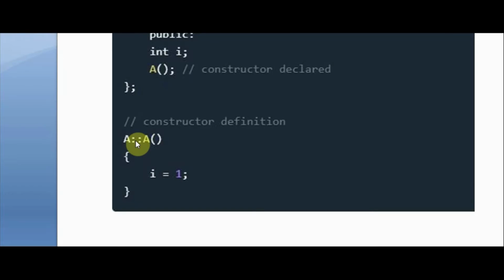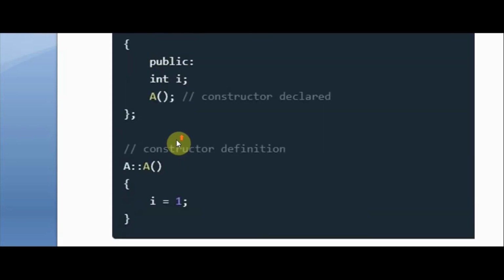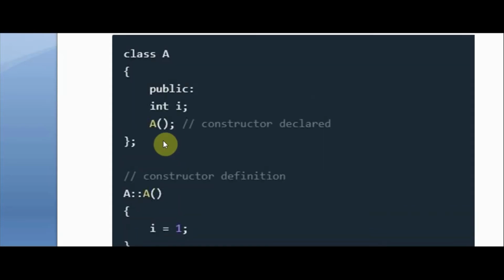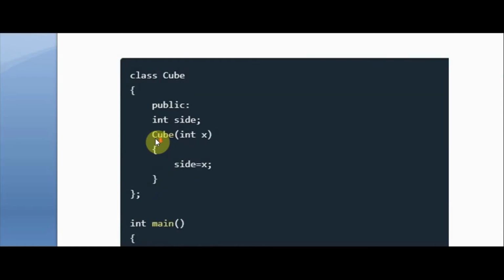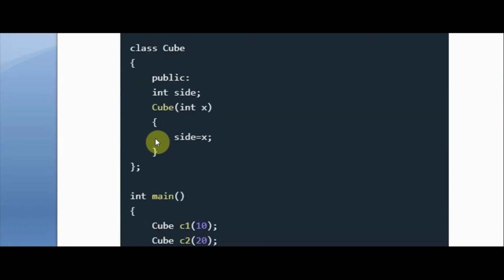First, I will tell you what types of constructors there are. The first one is the default constructor, the second one is the parameterized constructor, and the third one is the copy constructor. In this video we will learn about default and parameterized constructors, and we will create a separate video on the copy constructor. Here is an example of the default constructor.